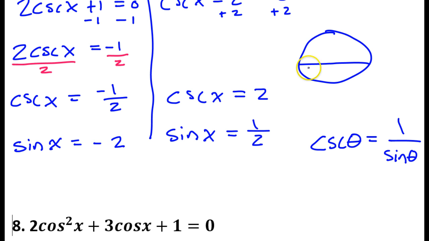So sine does not get you to negative 2. It doesn't go that low. So we're going to have a big empty set over here. There's no solution. There's no angle that's going to give you a negative 2.